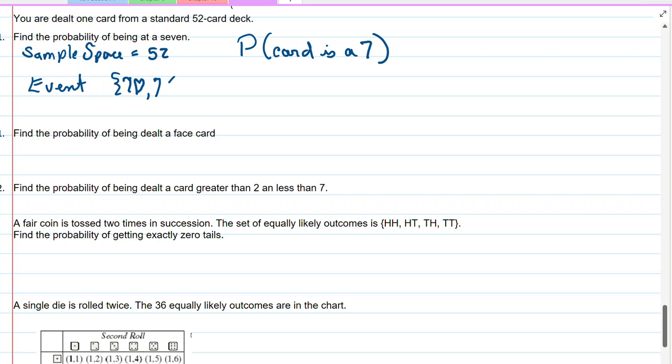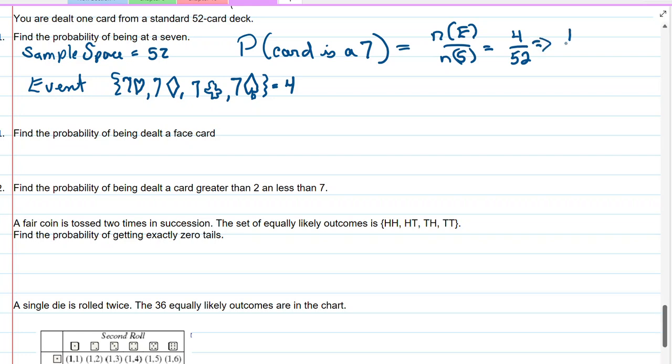We have a 7 of diamonds. We have a 7 of clubs. And we have a 7, oops, sorry, I shouldn't have a comma there, because I'm just telling you what the cards are. A 7 of spades. So we have 4 of that event. So we know that it's the cardinality of our event over the cardinality of our sample space. And that is 4 out of 52. Well, I'm going to divide by 4. 4 divided by 4 is 1. 4 divides into 52, 13.